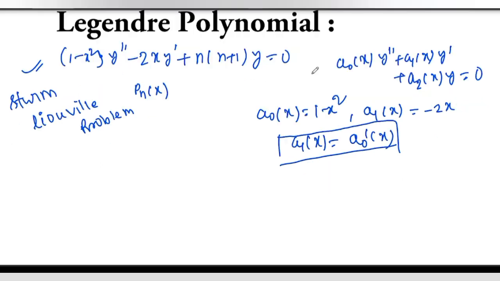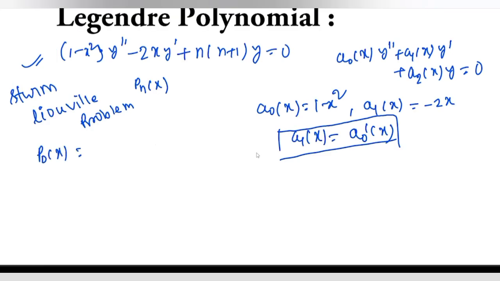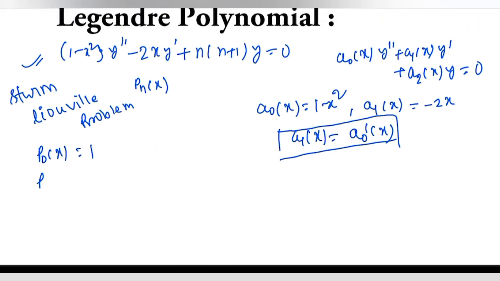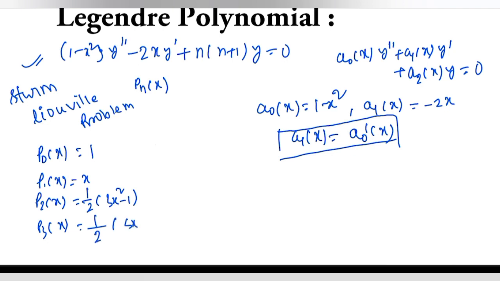Okay, so P0 of x equal to 1, P2 of x equal to half of 3x squared minus 1, P3 of x equal to 1 by 2 of 5x cubed minus 3x, P4 of x equal to 1 by 8 of 35x to the 4 minus 30x squared plus 3.